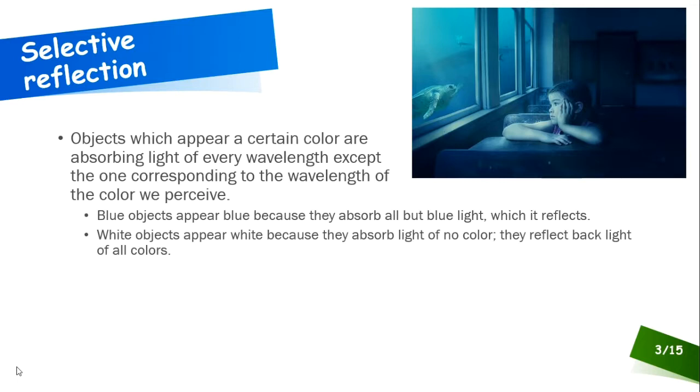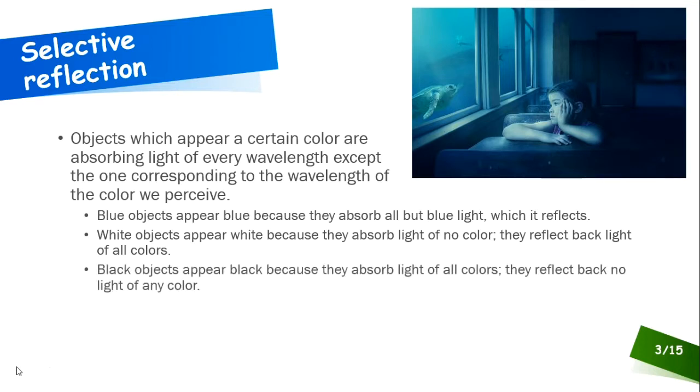Of course, if white is the combination of all colors, that means white objects are absorbing light of no color. They're reflecting everything back. It's that combination of what's reflected back, the combination of all the colors, that makes white. Of course, black is the opposite. If something's black, it's because it's taking everything in. It doesn't reflect anything back.